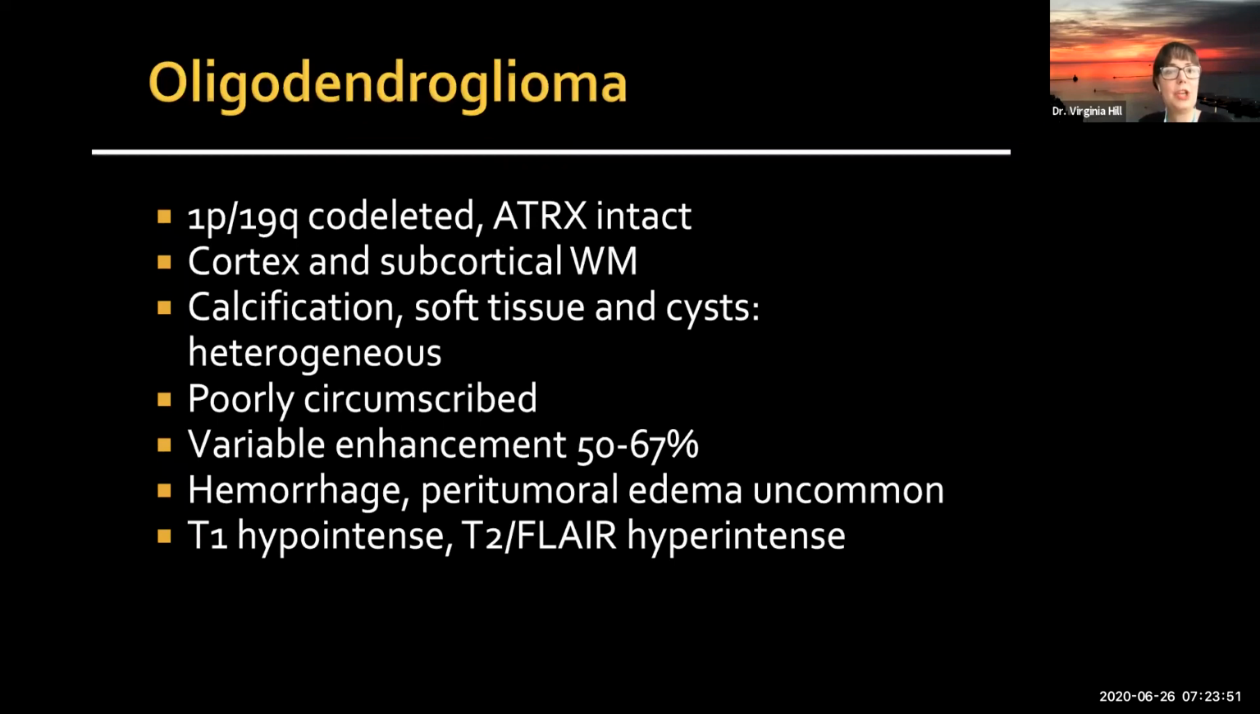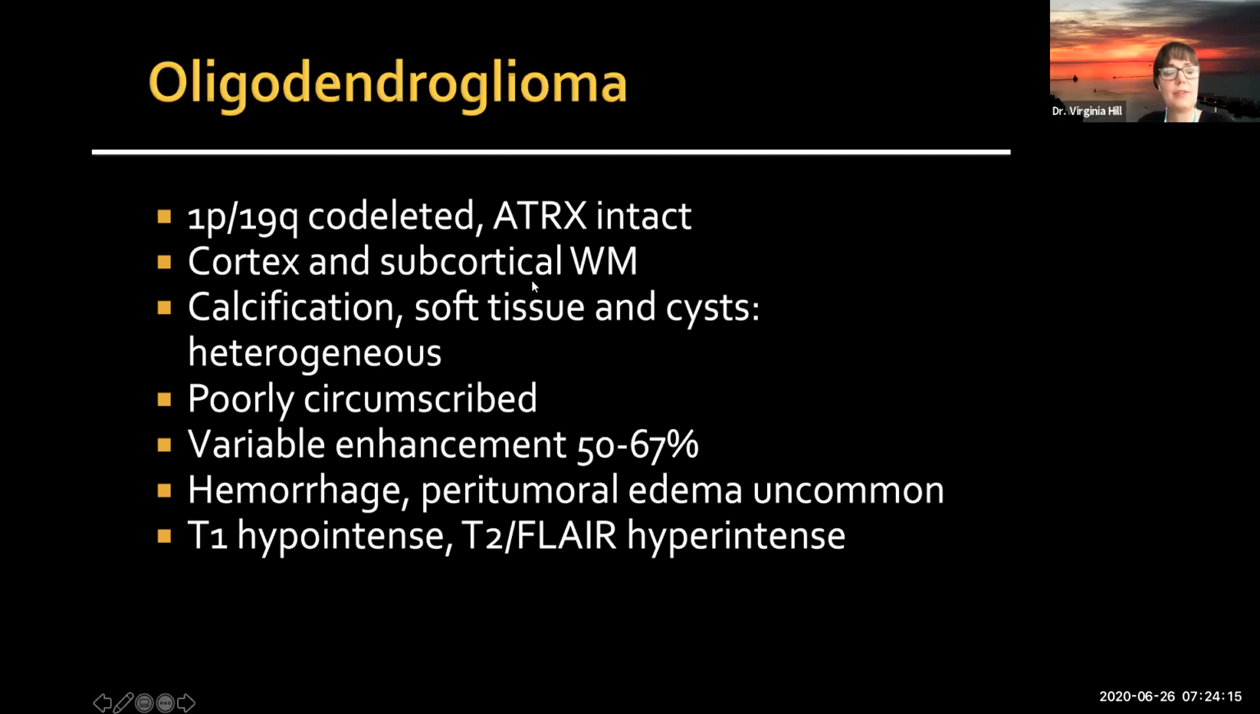Oligodendrogliomas are 1p19q co-deleted, ATRX intact. And keep in mind, this ATRX deals with the senescence of a cell. So when we have loss of the ATRX, that is a little bit of a worse prognosis. So this 1p19q and IDH mutated tumor with ATRX intact means that this is going to behave less aggressively.